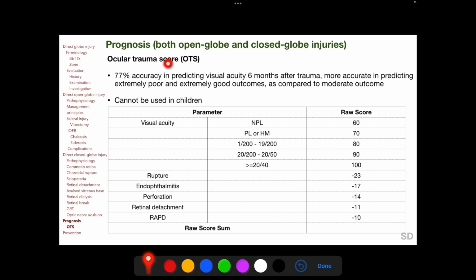The ocular trauma score, or OTS, is useful for prognosticating in both open globe and closed globe direct ocular injuries and has been found to be 77% accurate in predicting visual acuity 6 months after the trauma. The parameters considered in this scoring system are preoperative visual acuity, globe rupture, endophthalmitis, globe perforation, retinal detachment, and relative afferent pupillary defect, for each of which a raw score is given and the raw score sum is calculated.